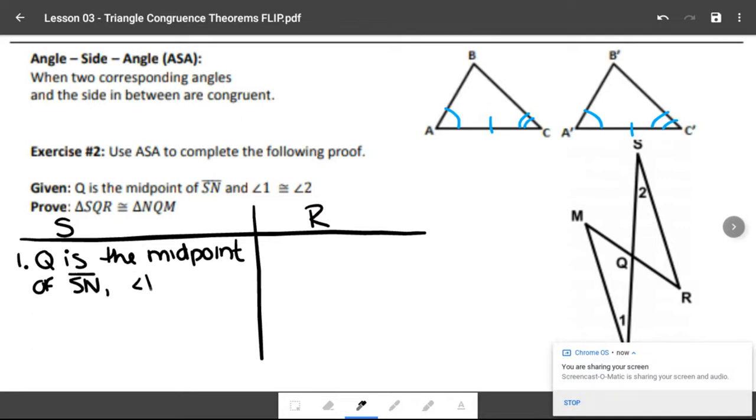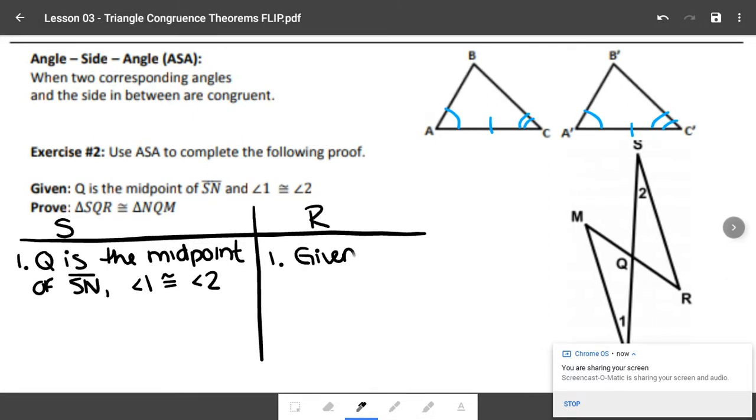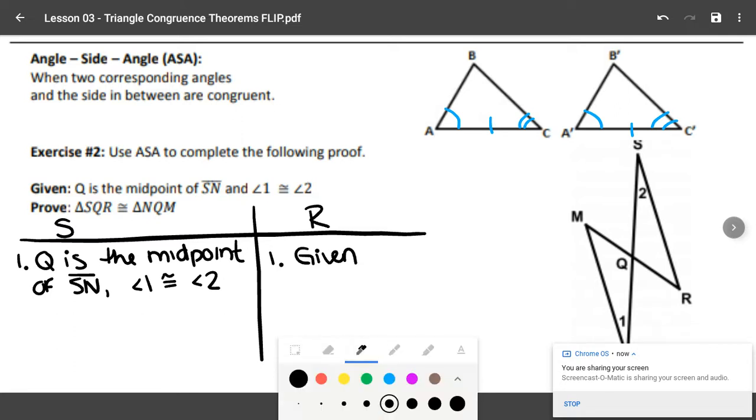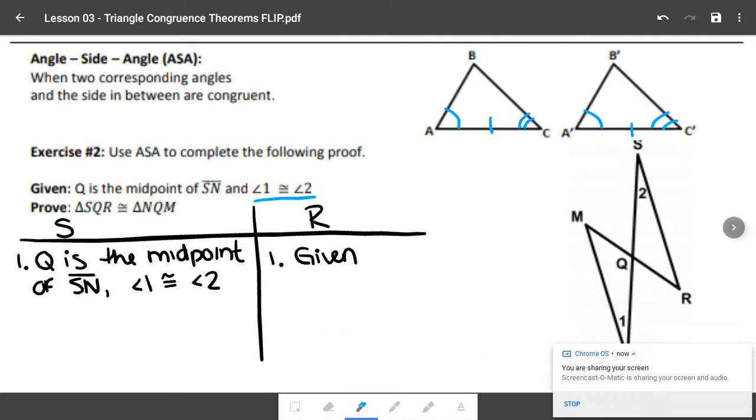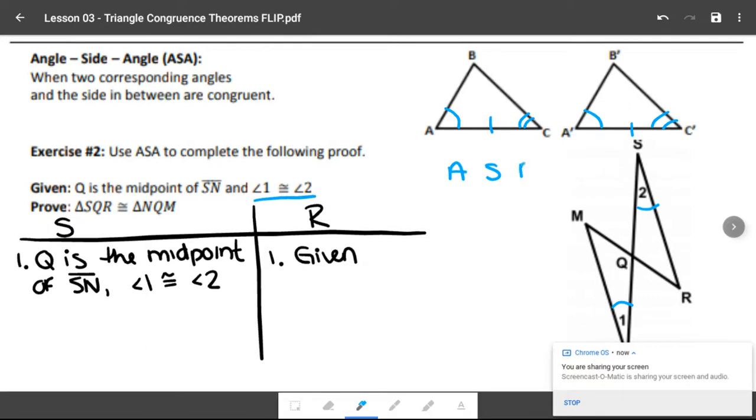And we have angle 1 congruent to angle 2. So we always start with that because that is our given. This is information we know for sure. Now, one piece I can take out of the given that's really helpful for us is this right here, angle 1 congruent to angle 2. I don't have to say anything further about that. I already know that out of my angle, side, angle that we're trying to prove, I've got one corresponding pair of angles.